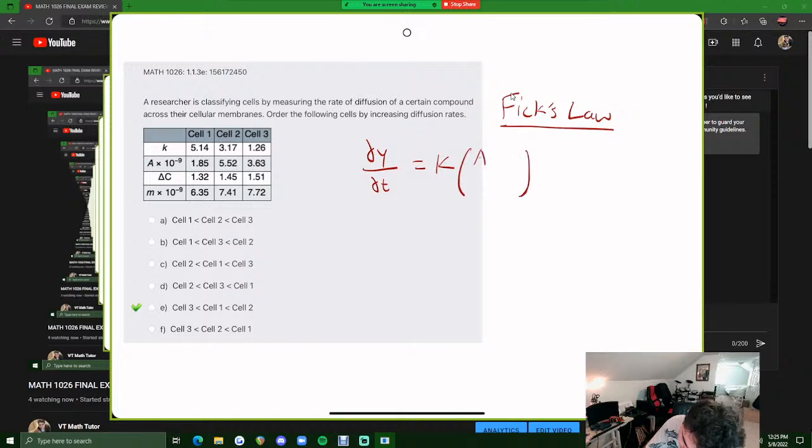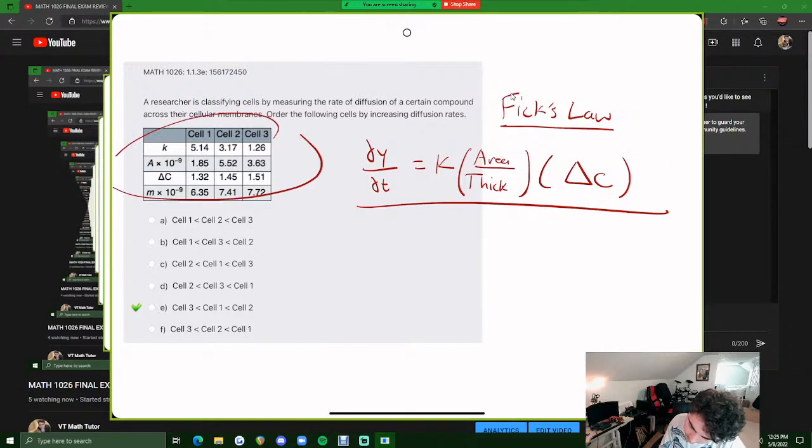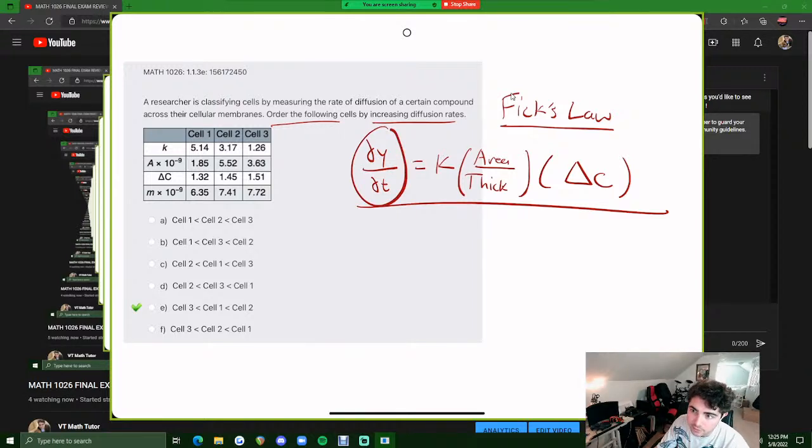And then it's area over thickness times delta C. Delta C is the change in concentration. And so this is what we're using with this. And what they're asking us to do here is to order the following cells by increasing diffusion rates. So we want the smallest dy over dt value first, and then it goes up from there. So we're ordering these from smallest to largest values based on these.